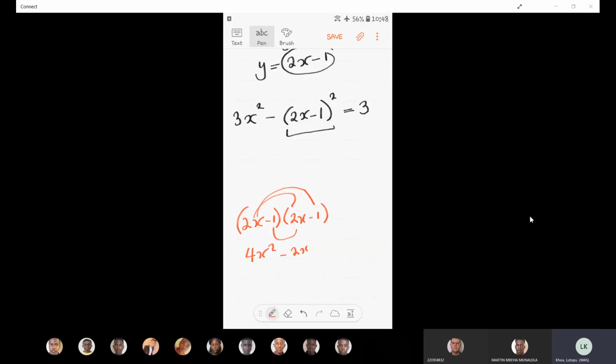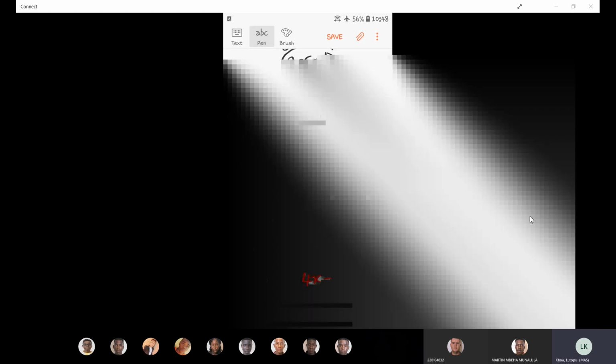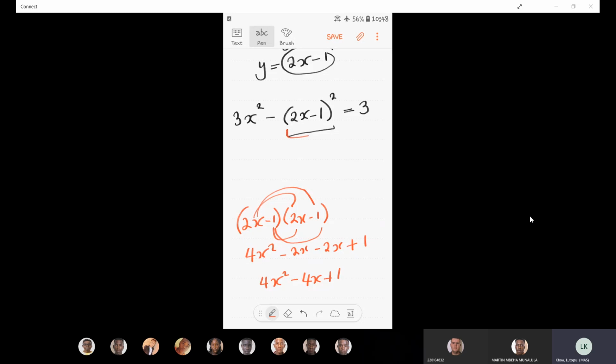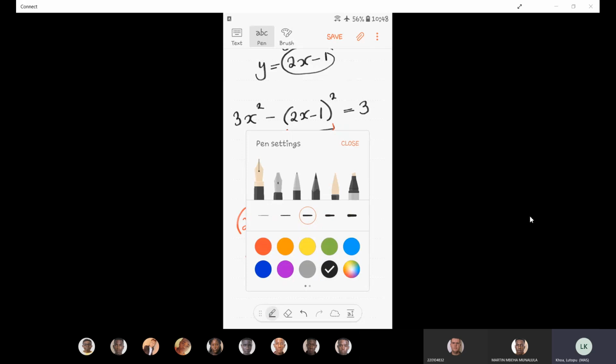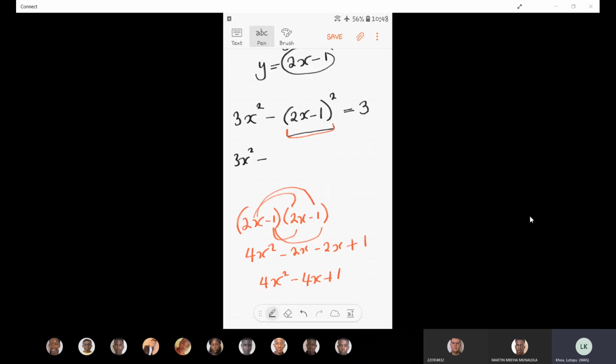Minus 1 times 2x is minus 2x, and minus 1 times minus 1 is positive, and this is just 4x squared minus 4x plus 1. So that is what this bracket here is equal to. So now I write it. I have 3x squared minus, and now I keep it in a bracket because this negative is multiplying. It's negative 1 of the entire bracket. So I have 4x squared minus 4x plus 1, this is equal to 3.